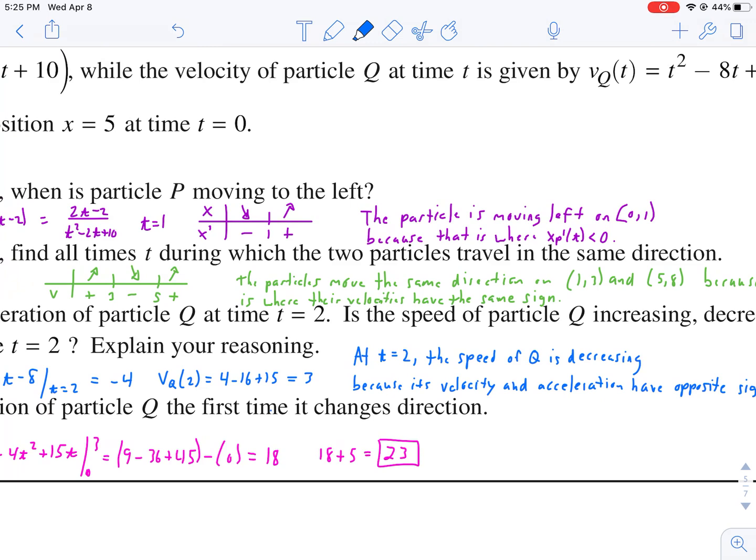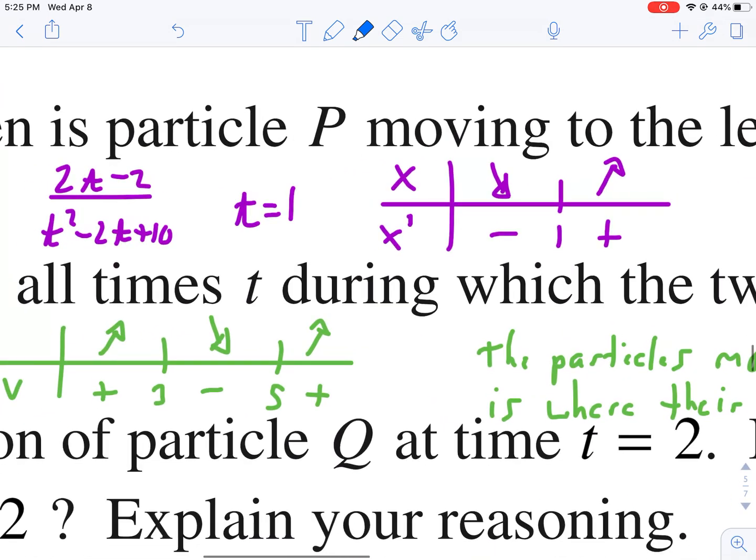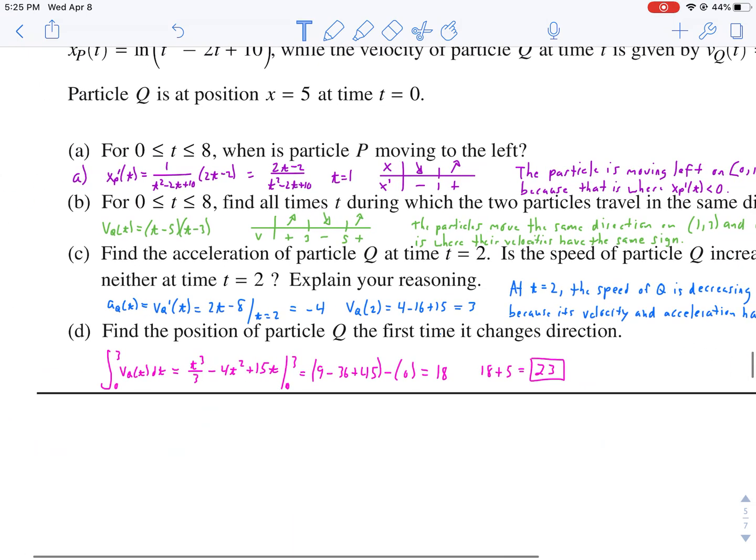So we weren't just looking for positives there, we were looking for negatives as well. But the purple one was only negative here, and the green one was negative not until after that.